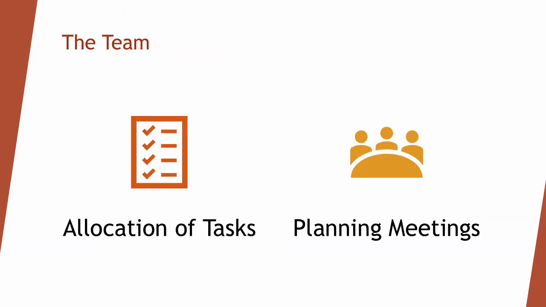The team must be considered, as allocation of tasks and planning meetings ensure the event is organized effectively. Allocation of tasks must be considered, as it ensures everyone knows their responsibilities and work is completed on time. Planning meetings must be considered, as they allow the team to coordinate progress and resolve issues.